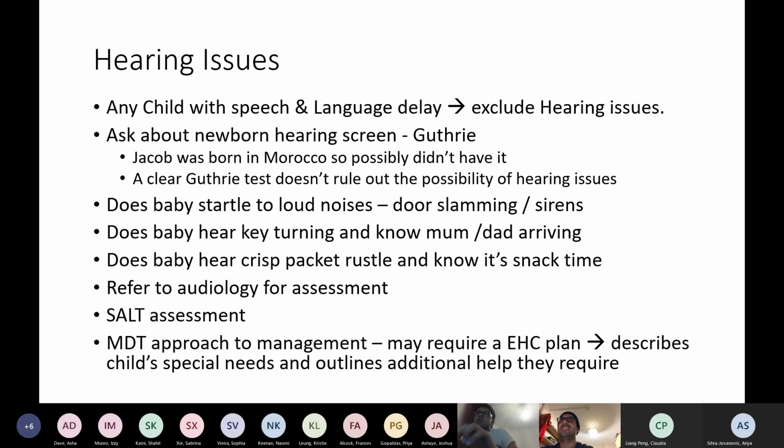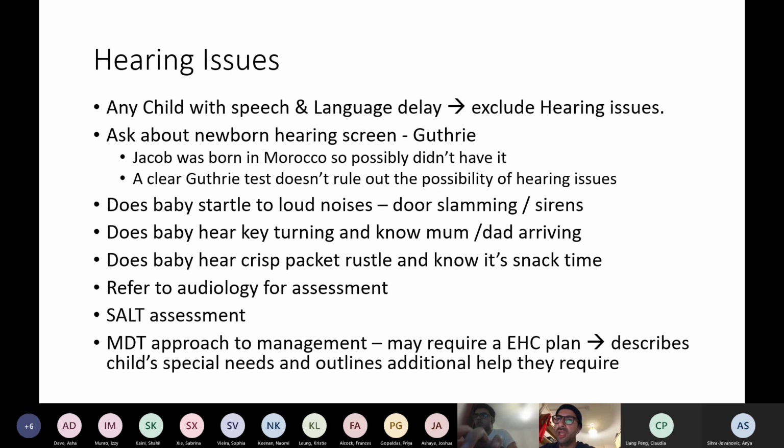So we want to make sure that if this kid has any hearing difficulties, is his language affected as well? Could this child also have language delay, and how can we help him? MDT obviously is here. We're going to need involvement from the pediatric team and the audiology team. They may require a complex plan to outline any additional help they require. Is everyone happy with this?